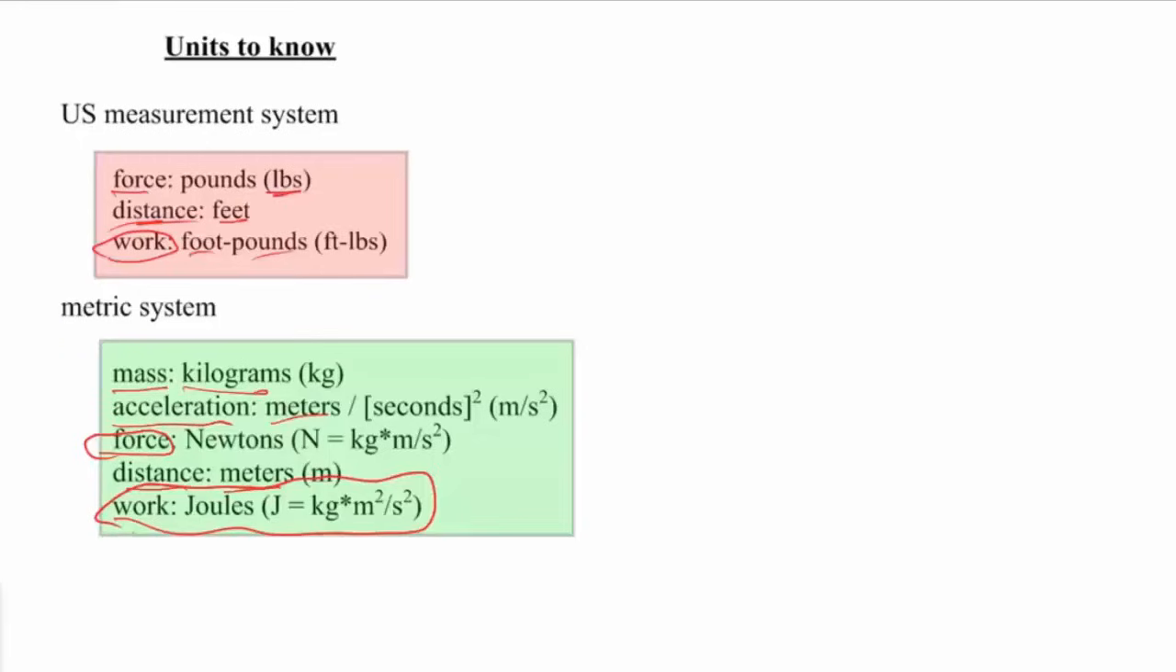And so whenever you're doing a problem, before you start, make sure all your forces are in pounds, all your distances are in feet. So if they give it to you in inches, convert to feet. And that'll give you the work in foot-pounds for the U.S. system. Or if you're in the metric system, make sure your mass is in kilograms, your acceleration is in meters, and your distance is in meters, and then everything else will work out.